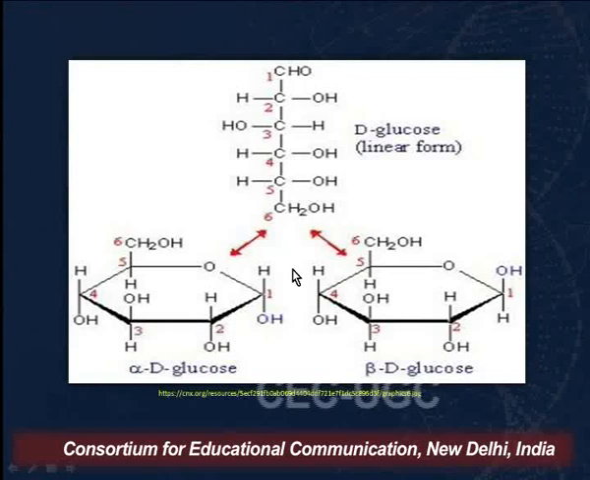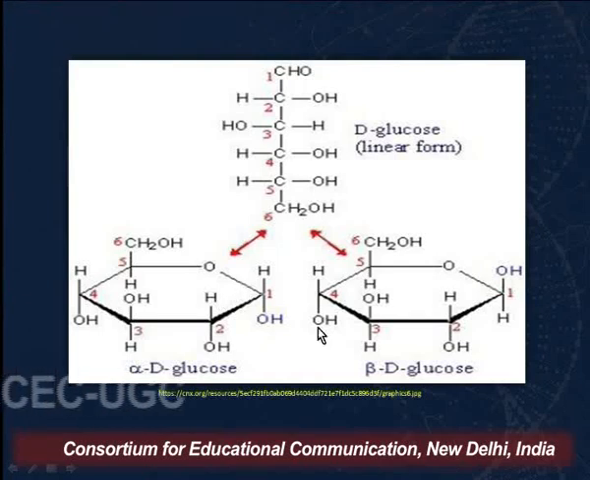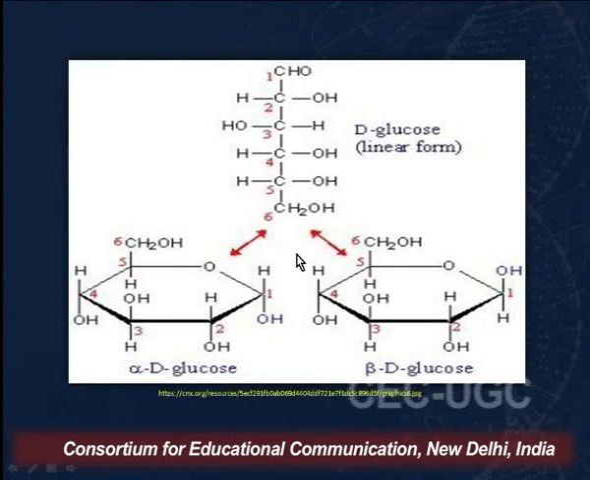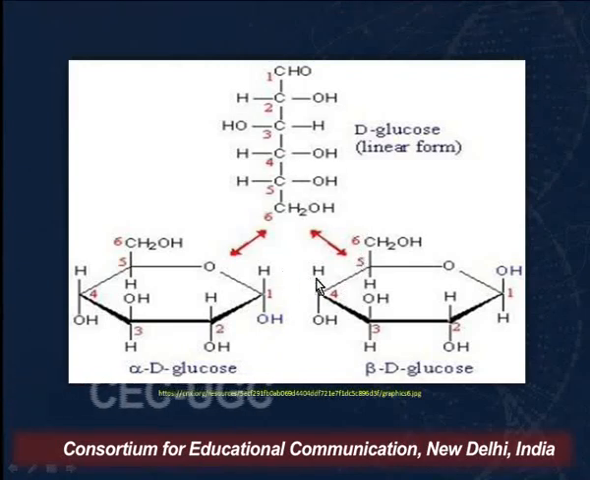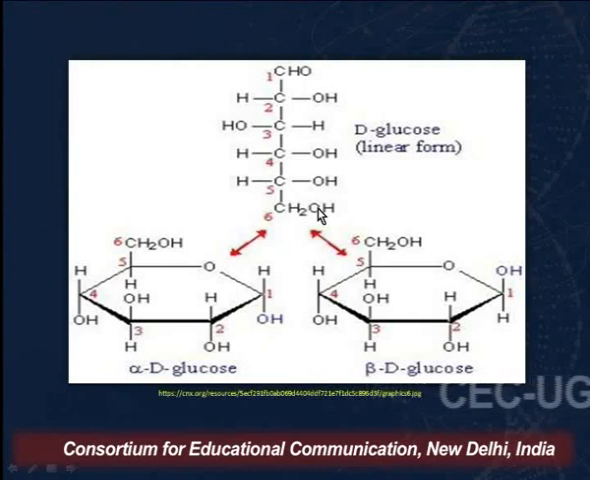But what was found is that if you dissolve alpha D glucose in water, or beta D glucose in water, there is a change in specific rotation. That means these three forms are now existing in equilibrium. So in aqueous solution, the two forms along with the open chain form exist in equilibrium.